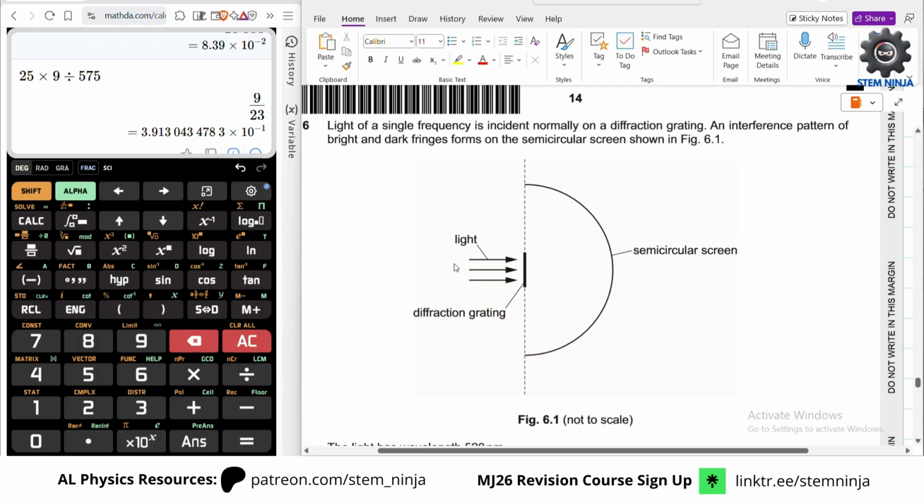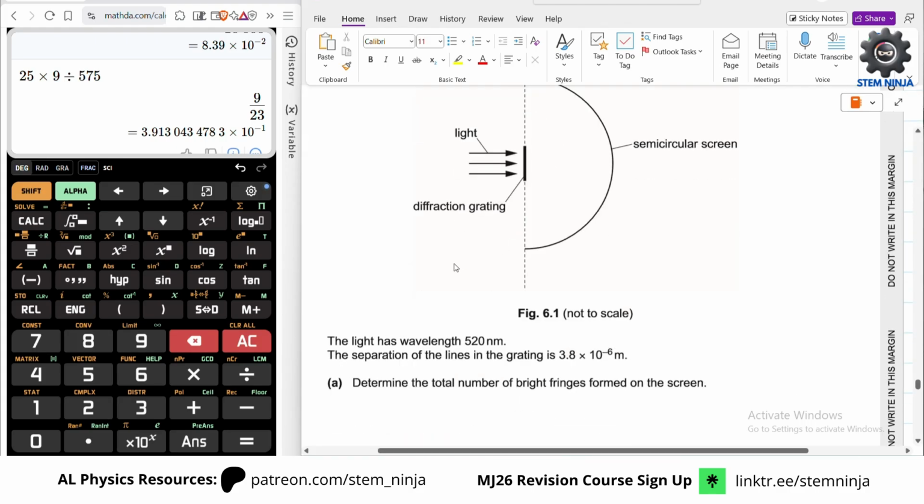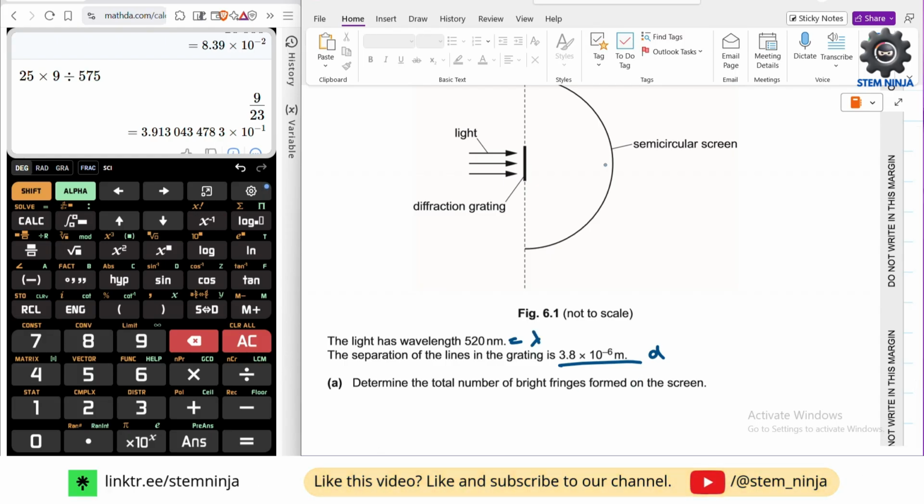Light of a single frequency is incident normally on a diffraction grating. An interference pattern of bright and dark fringes forms on a semicircular screen as shown in figure 6.1. Light has wavelength 520 nanometers. Separation of the lines in the grating is this. So this is your d, this is your wavelength. Determine the total number of bright fringes formed on the screen.